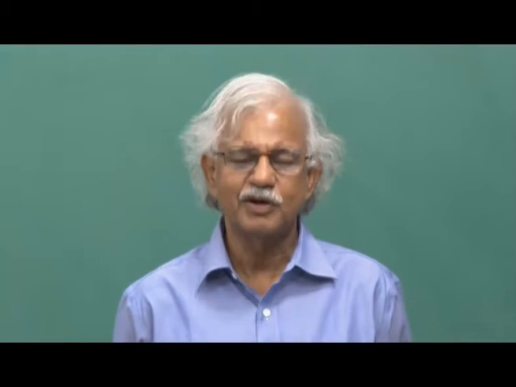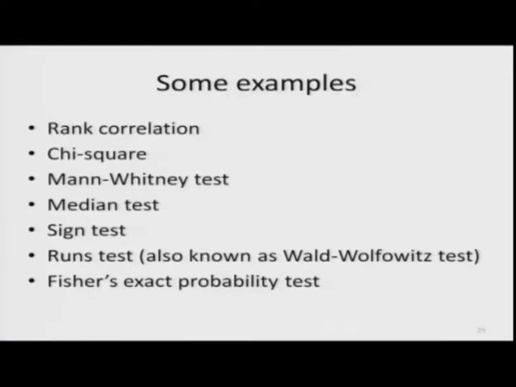Some examples of non-parametric tests are rank correlation. The other day when I was talking about correlation coefficient, I also mentioned rank correlation. Rank correlation is defined as 1 minus 6 sigma d square by n cube minus n, while correlation was defined as covariance divided by square root of variance x, variance y. Rank correlation is used for non-parametric purposes.